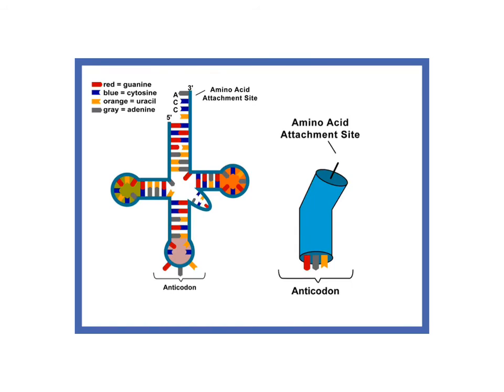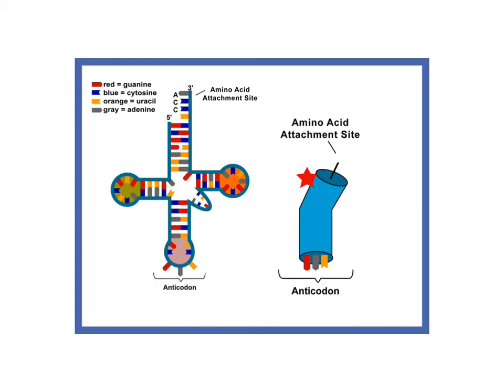So this is a tRNA molecule. It is a nucleic acid like DNA. So in portions here, you can see double strands, and then it kind of curves around, but it's got some base pairing going on within. On one end, it has an amino acid attachment site. On the other end, it has something called an anticodon, which I'm going to talk about in a minute.